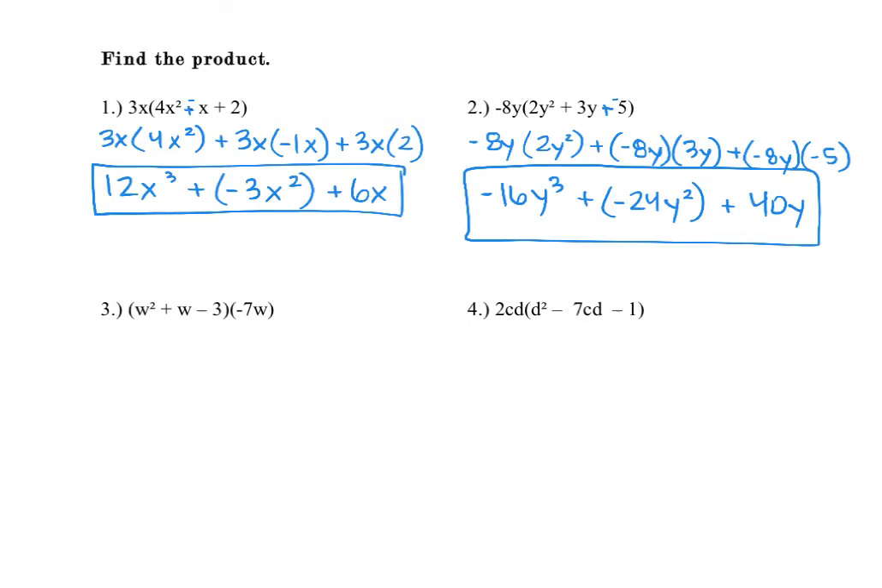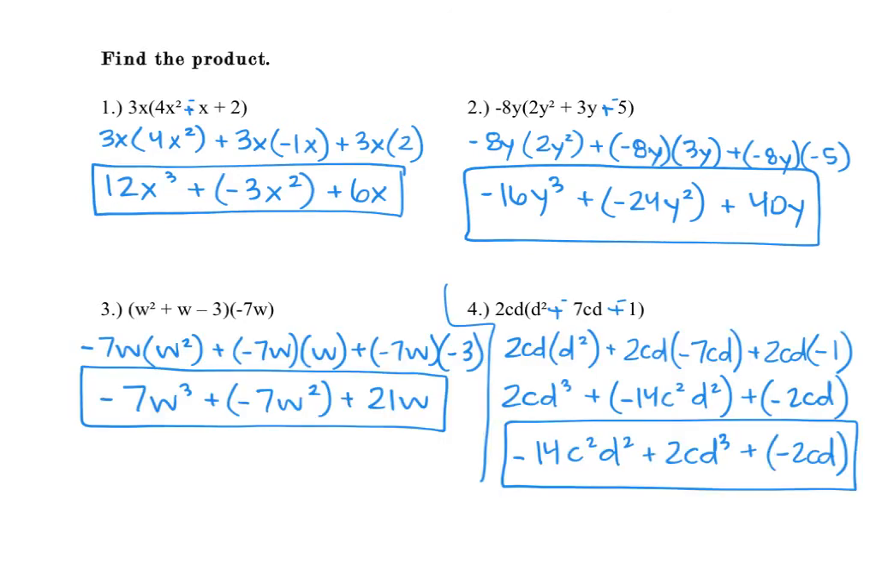So why don't you take just a moment, pause the video, and try 3 and 4. All right, go ahead and check your answers with mine. Let's take just a minute to look at 4, because again, this is another one that has two variables, a C and a D. So you'll notice I distributed 2CD to everything.